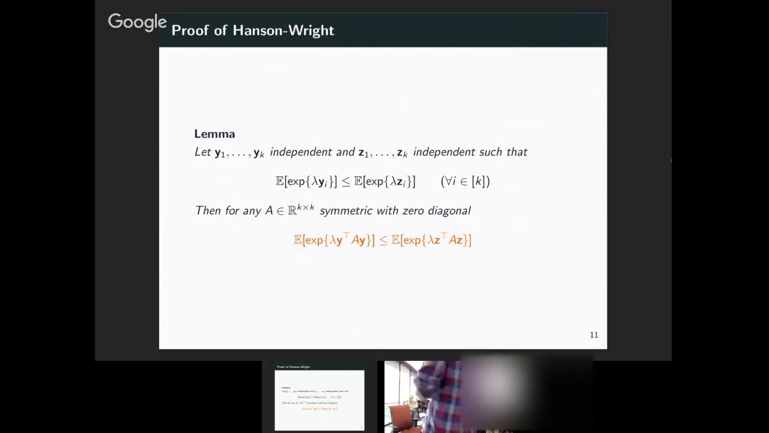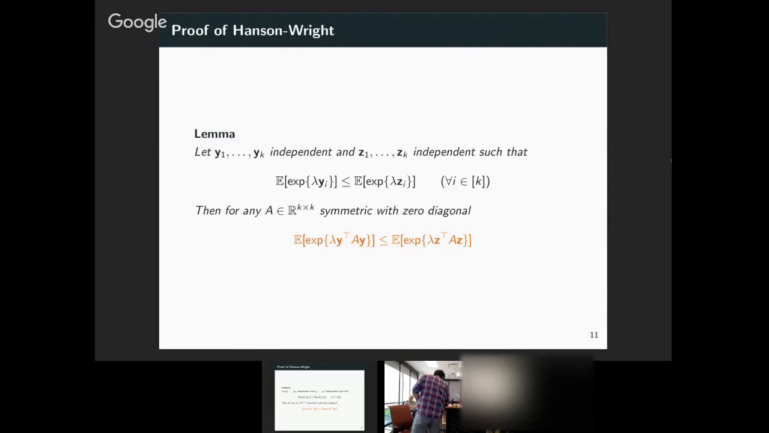That's what we have. And then what we can show is that for any symmetric matrix with zero diagonal, the moment generating function of the quadratic form is dominated by the other. And this in principle is highly non-trivial, but I'm going to show you the proof. It's 2 lines.